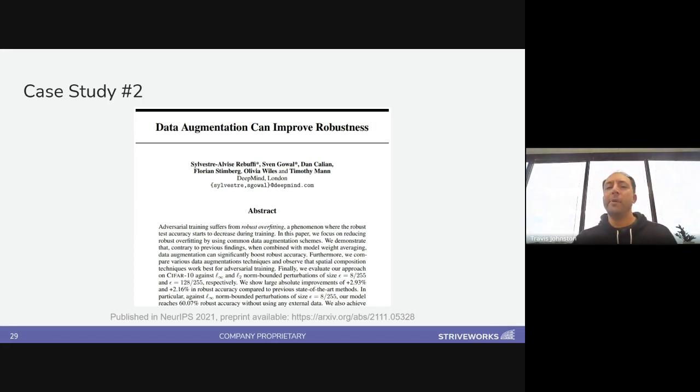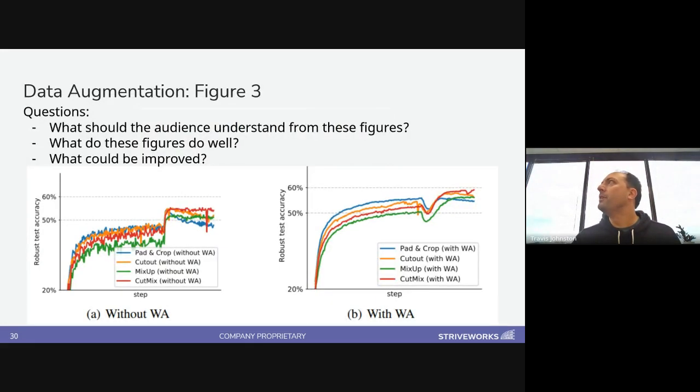This paper's claim is that if you augment your data in the right way, it can improve robustness. In this case, robustness means it's better against adversarial attack. Again, published in NeurIPS. Let me just show you a couple of figures from the paper. Maybe I'll just answer some questions for you instead of asking.